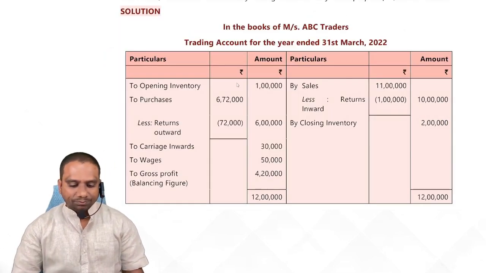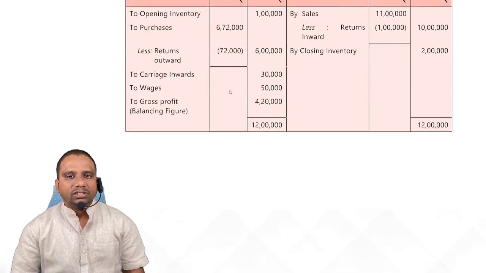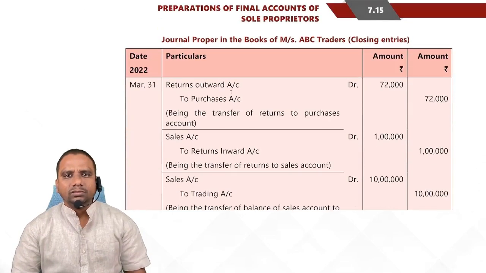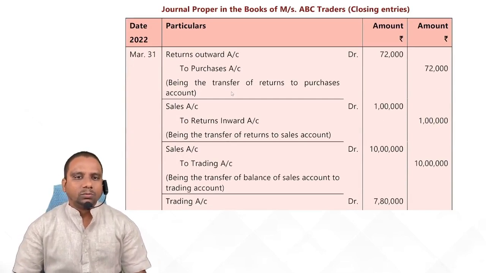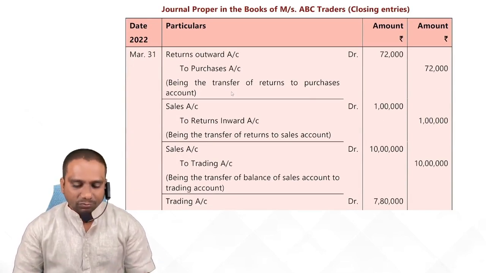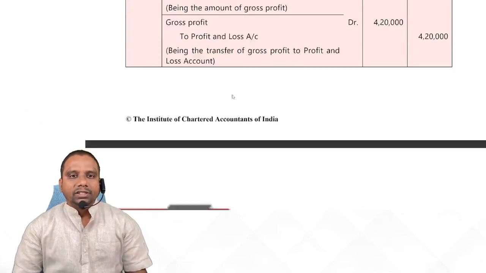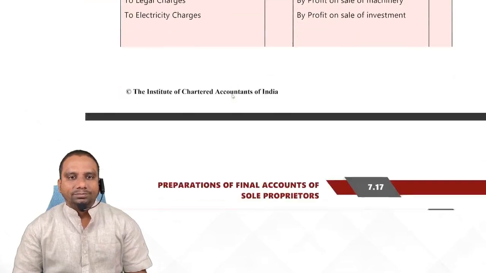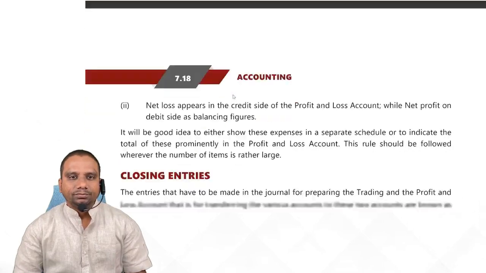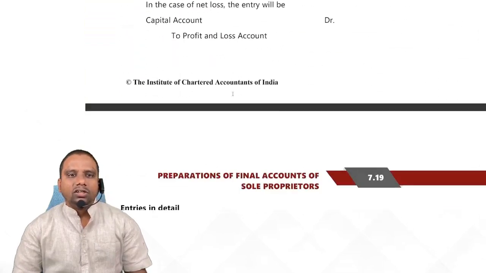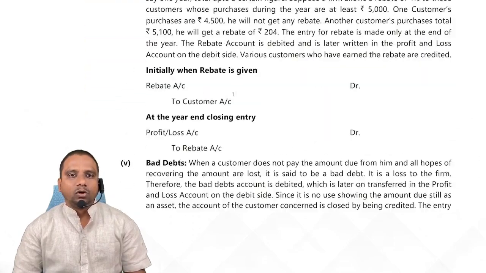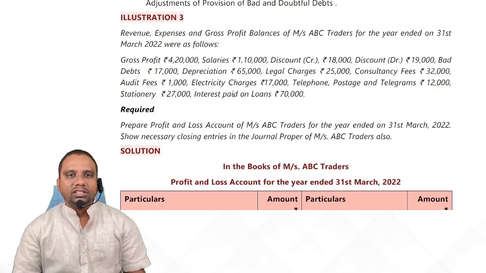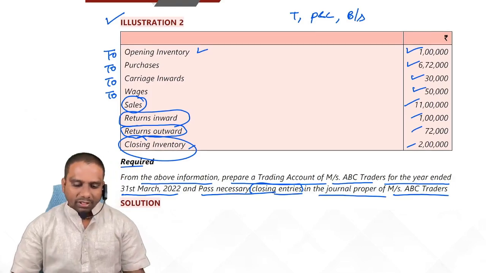So students, this is a simple problem. The difference in the trading account is nothing but gross profit. Transfer this gross profit to the profit and loss account. Simple. Now you can check it. Next, come to question number 3. Whatever gross profit we have in the trading account is carried to the profit and loss account. Is it clear, students? Now look at question number 3.